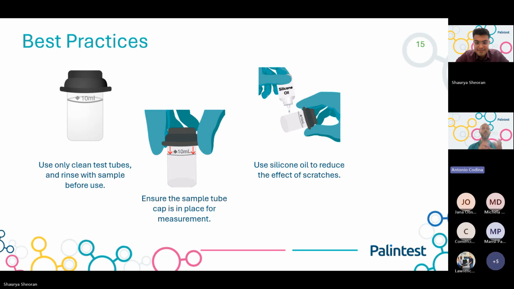Now, if your cuvette, your cell, is not clean, or if you do not have good alignment of the sample because the lid is not well placed, that is going to affect your read. And you might get a read that is more than 1 NTU very, very easily. That is why using only clean tubes, rinsed with the sample before use, is very important. And you put the cap on very well so that it sits perfectly aligned in the instrument. And then you can use silicone oil to reduce the effect of any small scratches in the glassware.